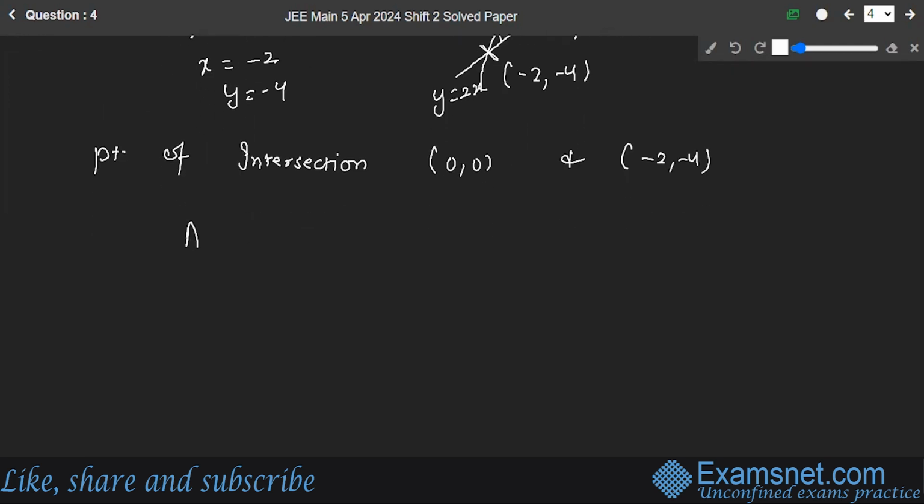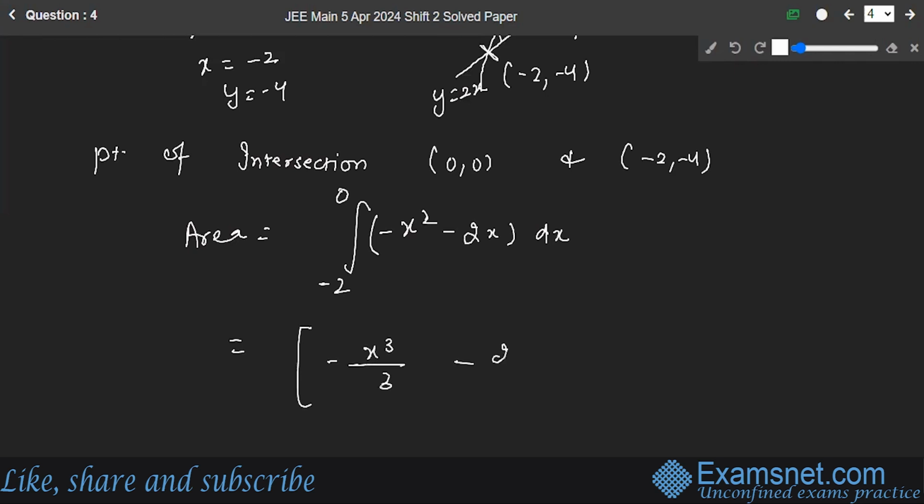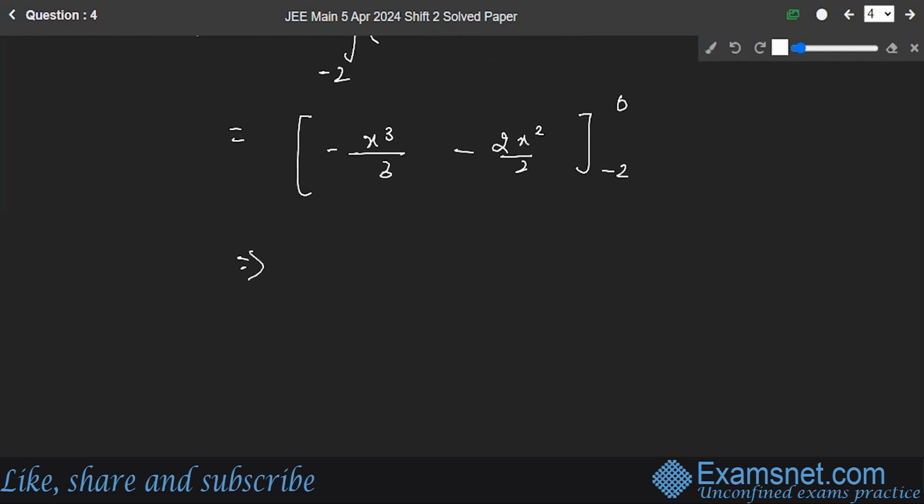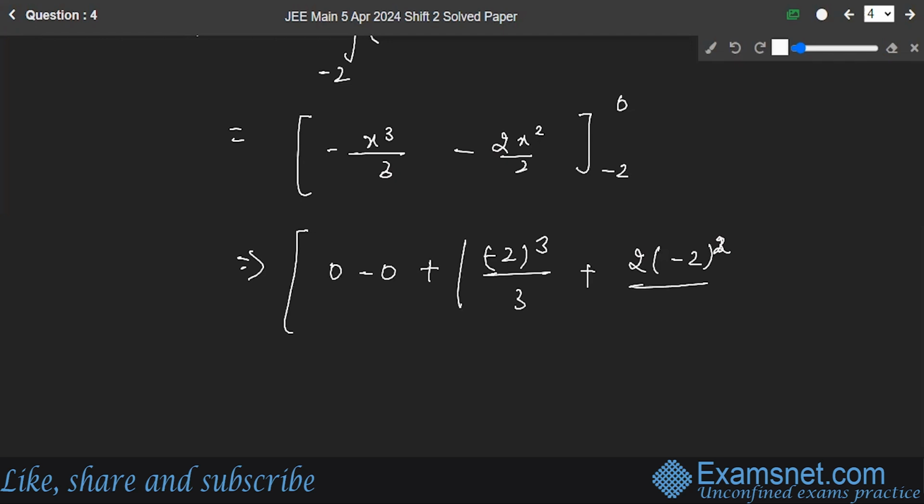Okay. So now the area of the shaded portion will be given by the integral from minus 2 to 0 of minus x squared minus 2x dx. This will be equal to minus x cube upon 3 minus 2x square upon 2, from minus 2 to 0. This will be a 0 minus 0 thing, minus, taking for this minus, it will be plus, minus 2 cube upon 3 plus 2 into minus 2 square. Okay, this will cancel.